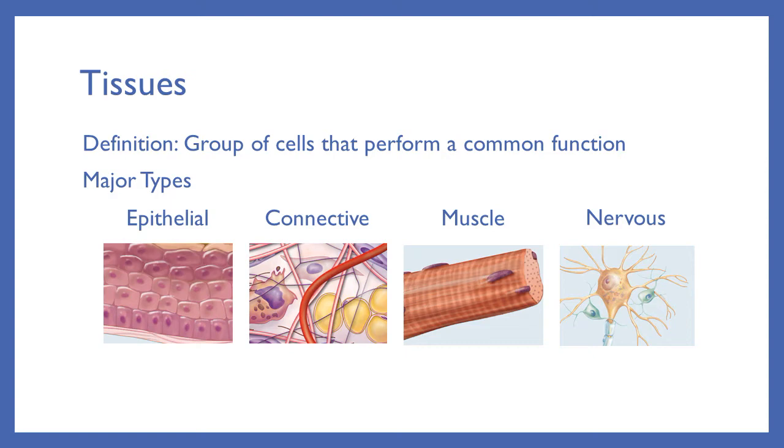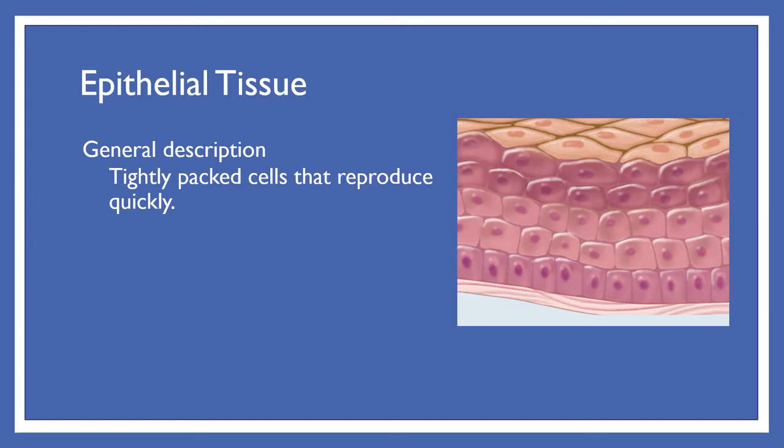This chapter is primarily on the epithelial and connective tissue because there are entire chapters later on devoted to the muscle and the nervous system. First, we'll start with epithelial tissue. A general description of epithelial tissue is they are tightly packed cells that reproduce quickly.